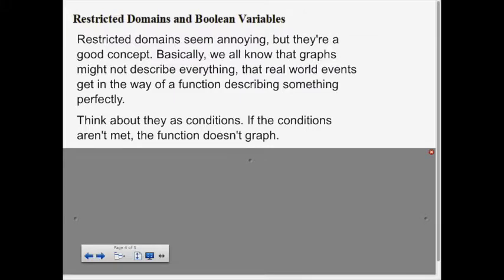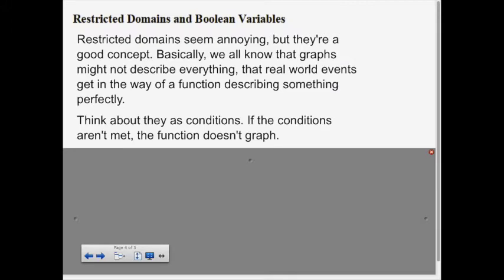What is arguably the more annoying part of this section, and what seems the most confusing, are restricted domains, otherwise known as Boolean variables. You hear a lot about Boole. He was a famous mathematician and computer scientist when you're talking about, well, computer science. That's because Boole deals with zeros and ones and was instrumental in starting the idea that computers use binary, with 1 meaning true, 0 meaning false.